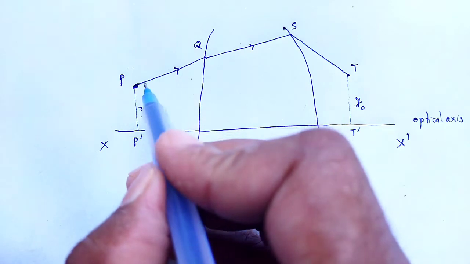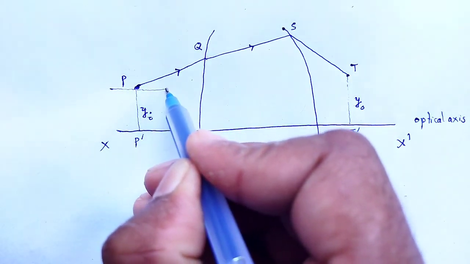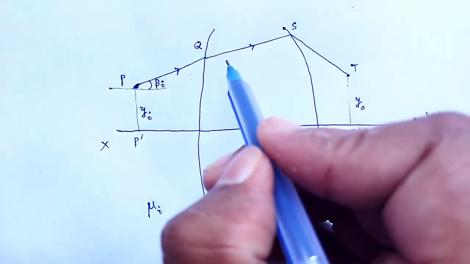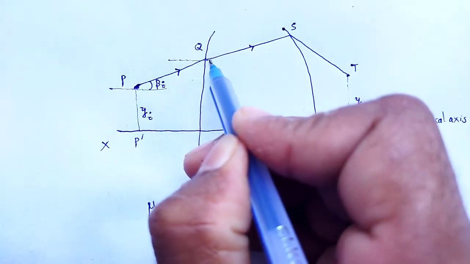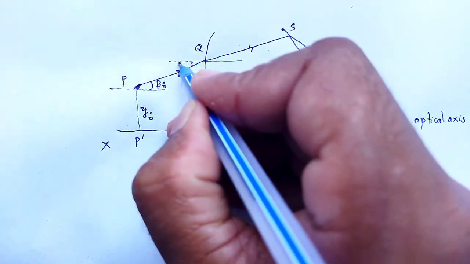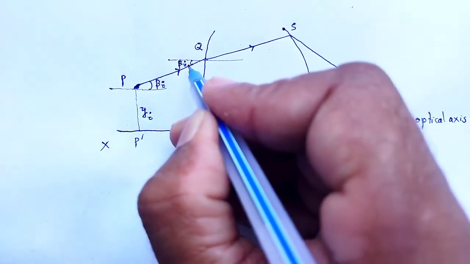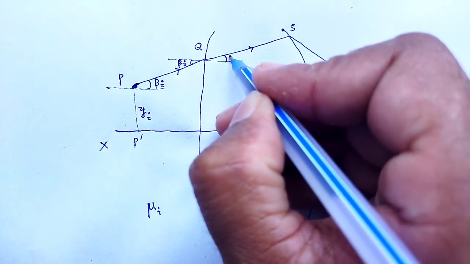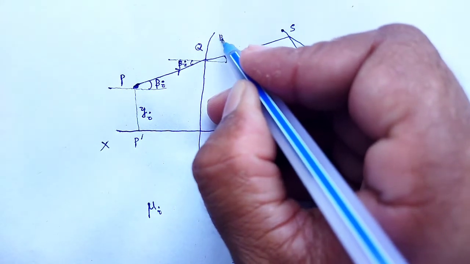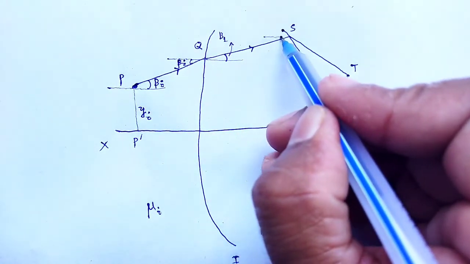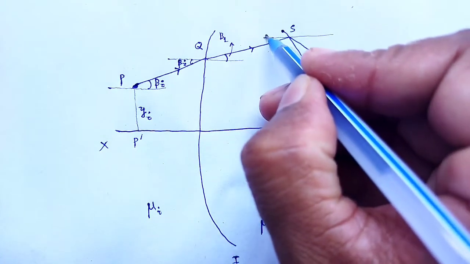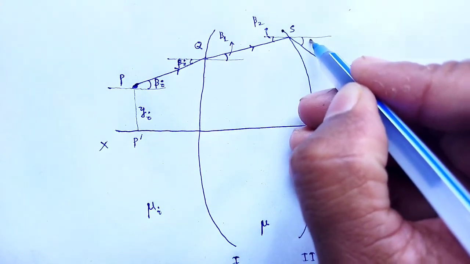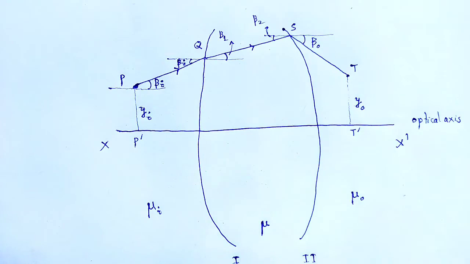Parallel to the optical axis, it makes an angle beta I. Here beta I, that angle is the same as this angle. Let that angle be beta 1, that angle let beta 2, that angle let beta naught, beta 0.